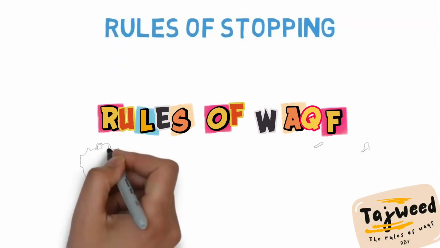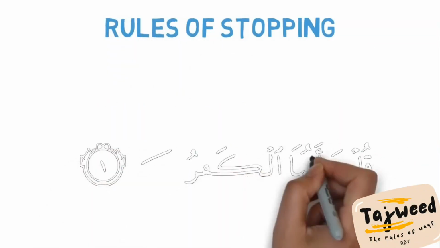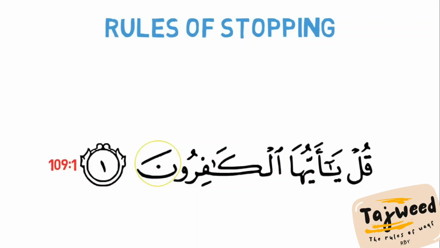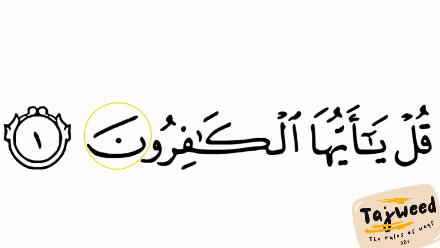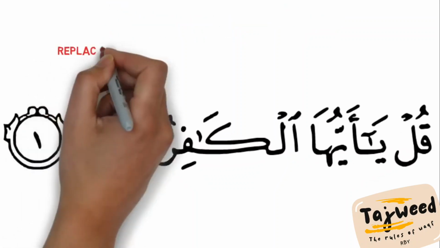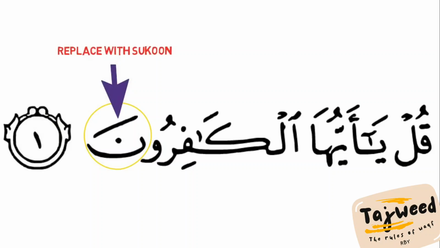When we want to stop at a word, we need to look at the last letter of the word. This will tell us how to stop. If the word ends in one vowel, we replace it with a sukun. For example, the last word ends in one vowel, it reads as al-kafiruna.